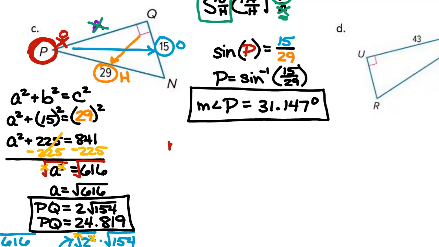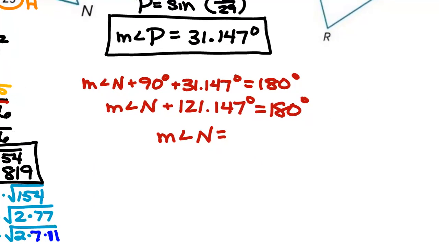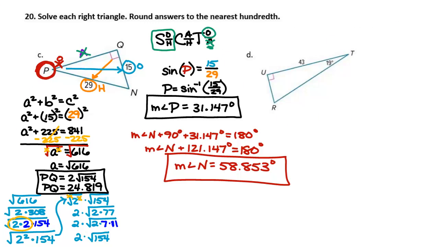So we could do the measurement of angle N plus 90 plus 31.147 equals 180. That'd be 121.147. And when you subtract that, you get what? That's absolutely correct. I do not have time to do part D because the bell's going to ring in less than 2 minutes.